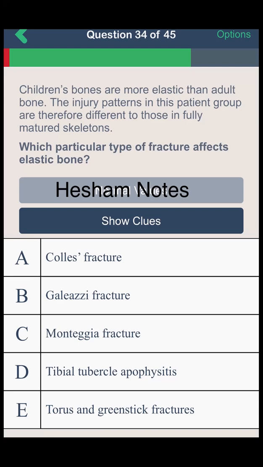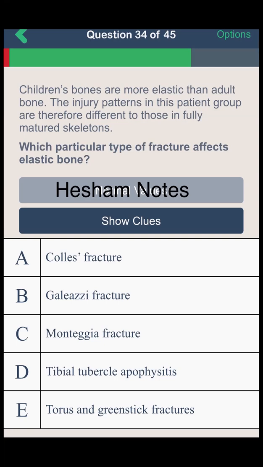Yes, torus and greenstick fracture. Torus is buckling of bone. Greenstick, yes. This is the option. They occur in children because their bones are malleable. Torus and greenstick fractures, where only one cortex is involved. So torus and greenstick, option E. Okay, remember in children, torus and greenstick fracture, and also supracondylar fracture in children less than 12. There are two common fractures in children: supracondylar, and torus and greenstick fracture.